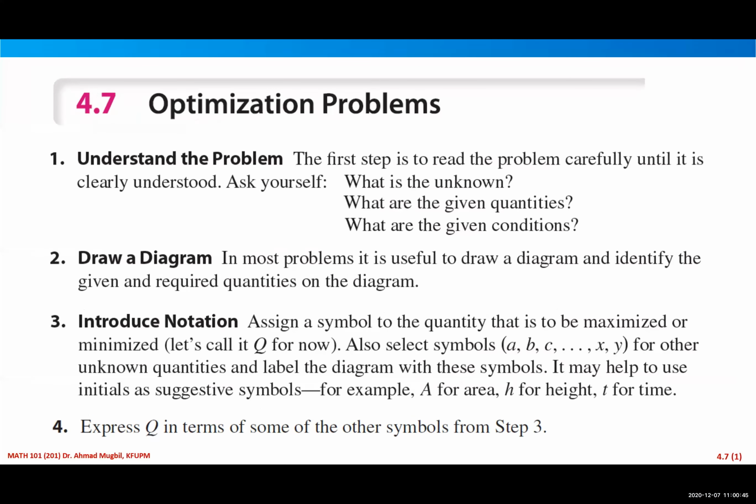Sections 4.7, 4.8, and 4.9. Of course, 4.7 is the most important one and the longest one. The others are easy, and we will see that together, inshallah.